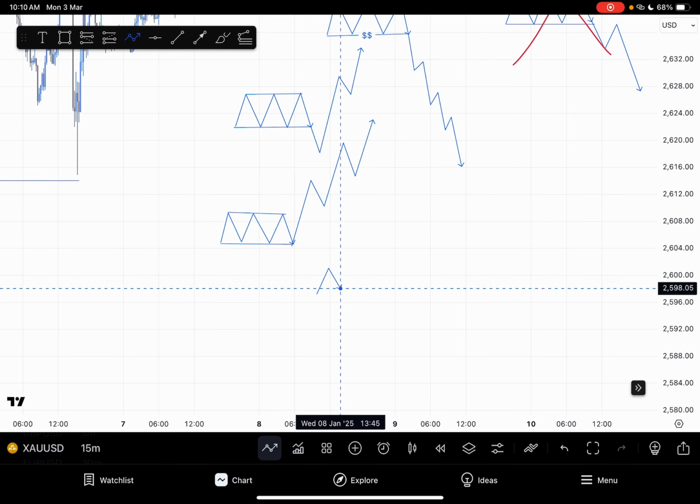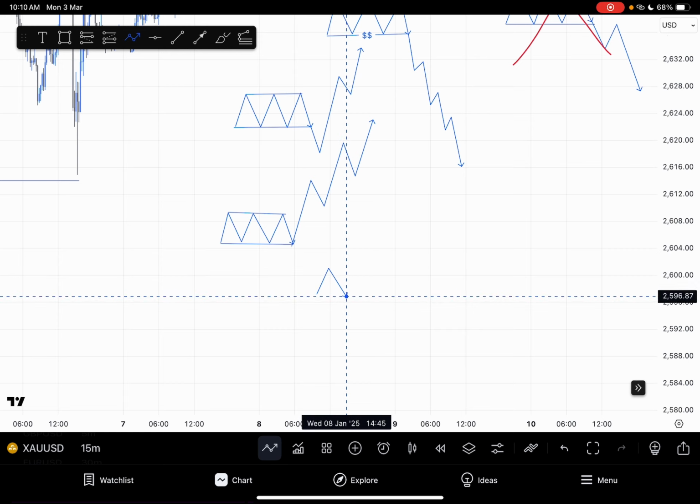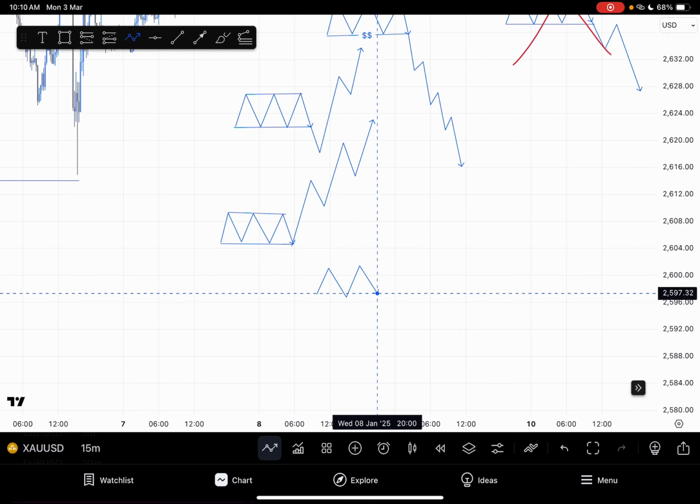So for this also, for a sell, see price consolidating.